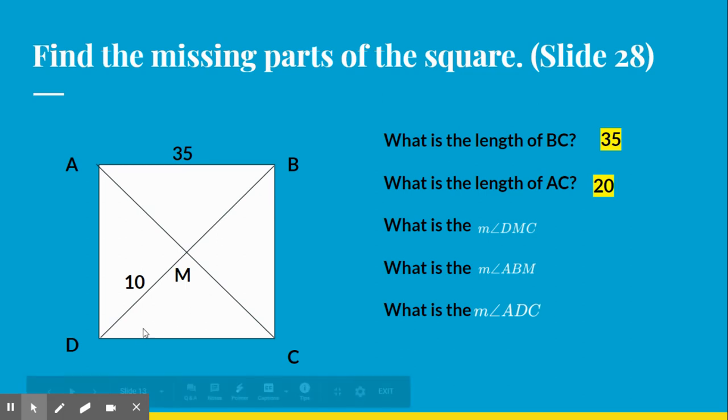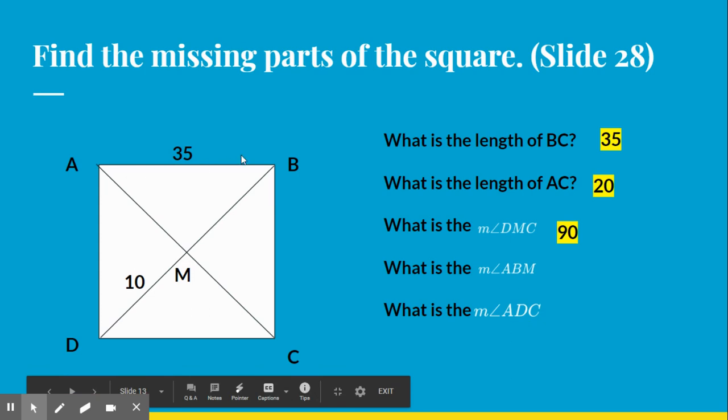What is the measure of DMC? Now be sure and follow my mouse. DMC. When the diagonals intersect here, they're perpendicular. And when we hear the word perpendicular, that means that all of these angles are 90 degrees. So DMC is 90.